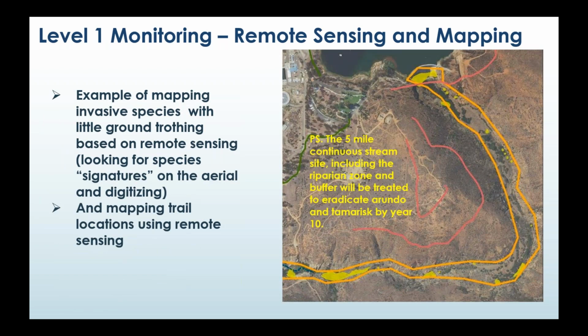Okay, so here's another example of level 1 monitoring, again, remote sensing and mapping. This is an example of mapping invasive species. This is on the Otay River in South San Diego County. And the performance standard is the 5-mile continuous stream site, including the riparian zone and buffer, will be treated to eradicate arundo and tamarisk by year 10. So the attribute is arundo and tamarisk, which are easy to see and identify using aerial photography. In fact, sometimes you can find clumps on the aerial photography that you're not getting when you're traversing the site because it can be just difficult to get to. The level is 5 miles, and the time period is by year 10.